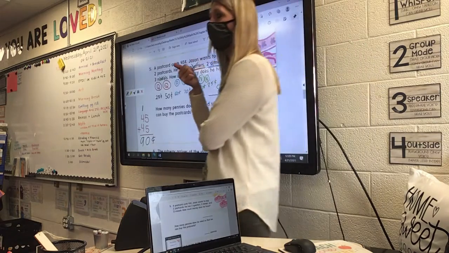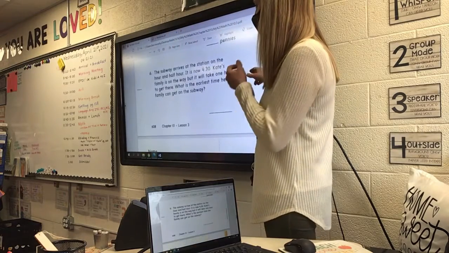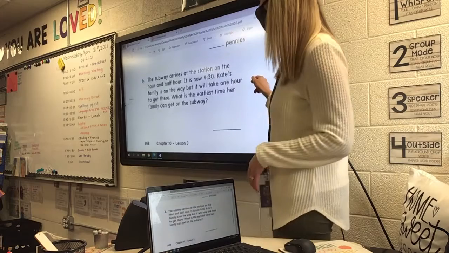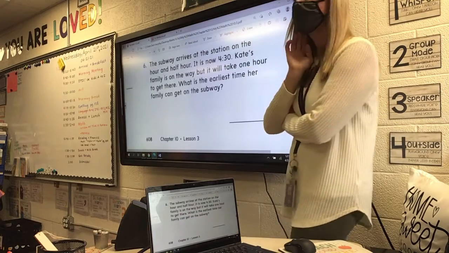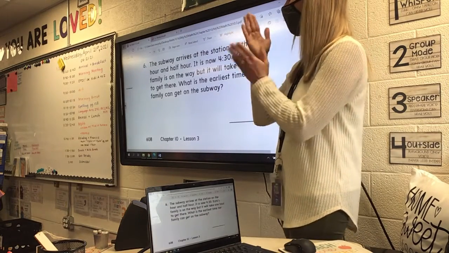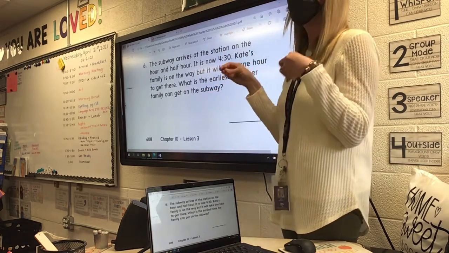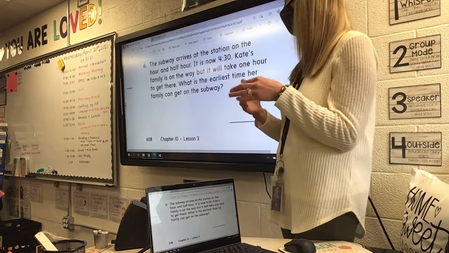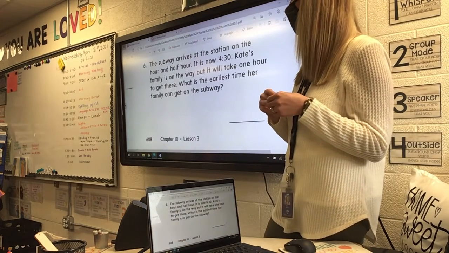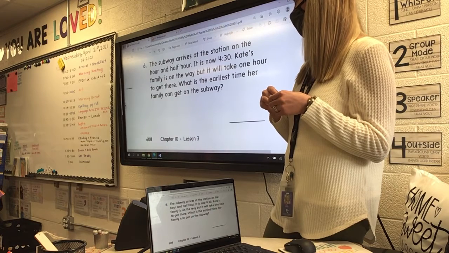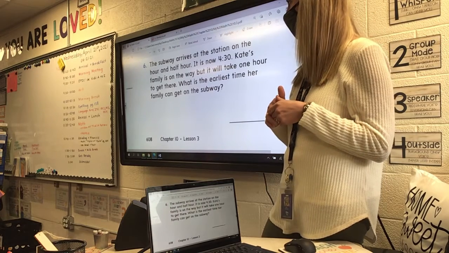Okay. Everybody looks like their thumb is up. Let's go on to the bottom. Last problem together. Listen to this problem. The subway arrives at the station on the hour and half hour. So it either comes at 1 o'clock or 1:30. It doesn't come like at 1:15. So it's either on the hour or the half hour. It is now 4:30. Kate's family is on the way, but it will take 1 hour to get there. What is the earliest time her family can get on the subway?